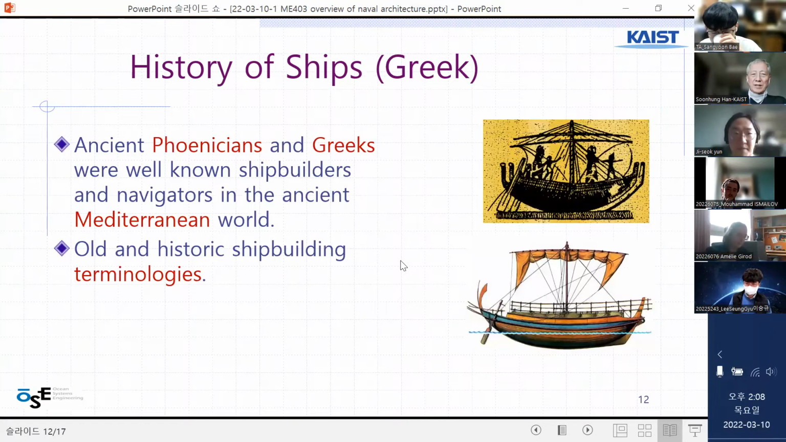And then the Greek ships after the Egyptians. The Phoenicians and also the Greeks were very well-known shipbuilders, with navigational skills in the ancient Mediterranean world, including the Battle of Actium I showed to you. There was a Roman, right? So Roman is after Phoenician and Greeks. So in historic shipbuilding, the terminology is very special because of this old history.